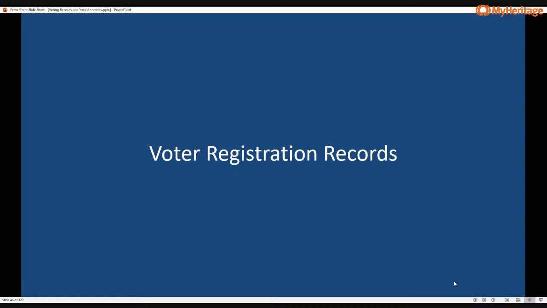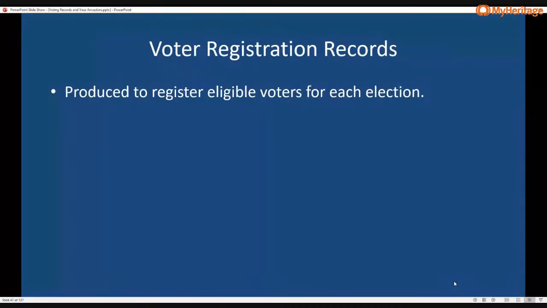Voter registration records. They are produced to register eligible voters for each election. Many of you that are listening to this, you do your own voting every time there's an election. And you know yourself that you have to register to vote or be a registered voter. And when you go to the polling places to vote, you have to either sign in or show some identification to be able to vote. And so think about your ancestors. They had to do sort of the same thing. And so there should be records.